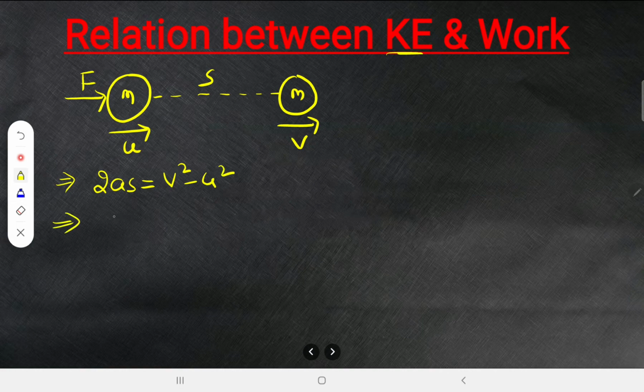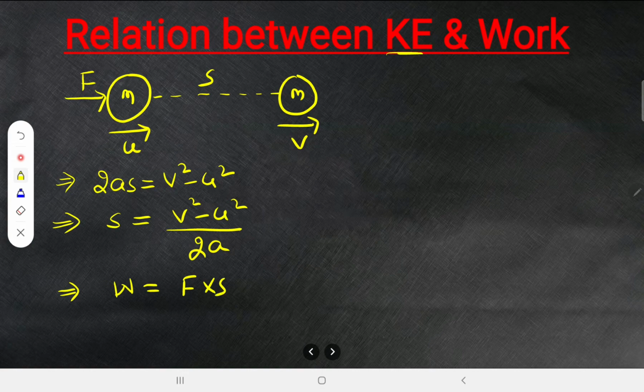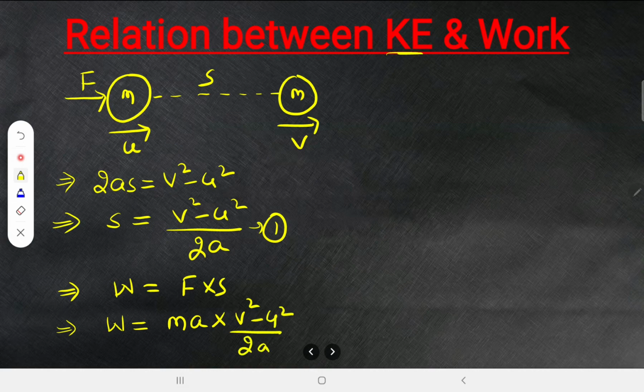Now what will be the formula for this s? This s is nothing but v square minus u square divided by 2a. Now what is the formula for work done? Work done is equal to force into displacement. Force means mass into acceleration. Let me call it equation number 1. Displacement becomes v square minus u square divided by 2a, which we have written from equation number 1.